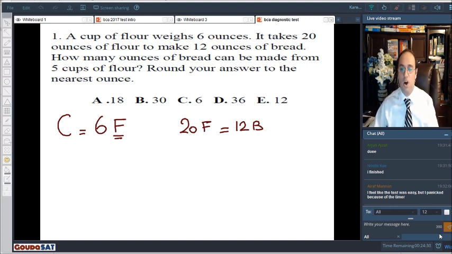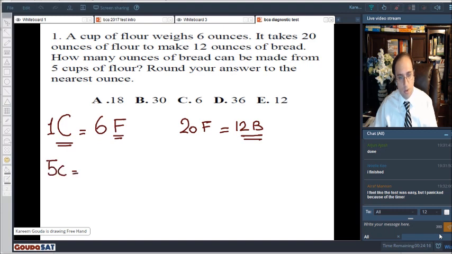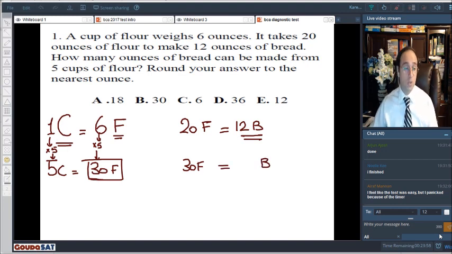How many ounces of bread, so how many B, can be made from 5C, from 5 cups of flour? Easy. 1 cup of flour is 6 ounces of flour, so 5 cups equals 30F, because I multiply by 5 to go from 1 to 5. So I have to multiply by 5 to go from 6 to 30. So this is my magic number now. 30 flour will make how many bread? That is your question. Now there are many ways to do this.